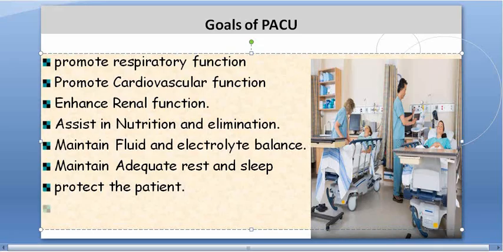You have to also promote cardiovascular function. You have to enhance renal function and you have to provide an adequate diet to the patient after the surgery, because you must know that soon after the surgery you will not bring food to the patient and tell the patient to sit and eat, because the patient will not have recovered from anesthesia, especially general anesthesia.